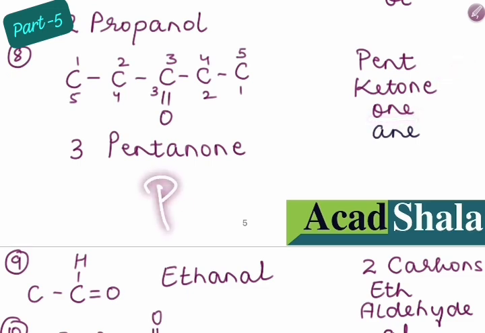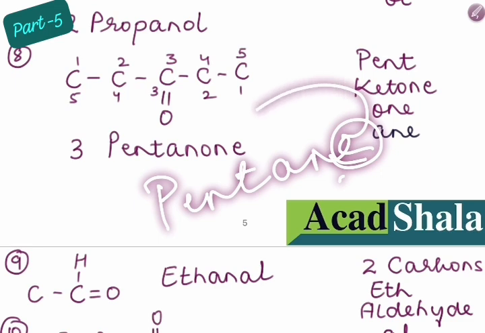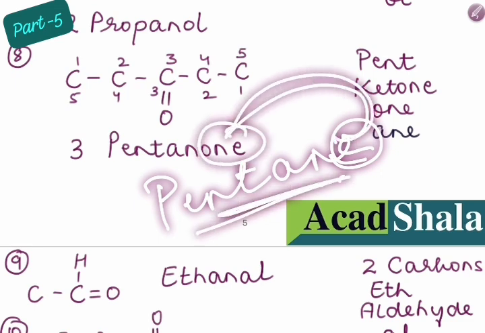So after that, what I will do, I will first write pentane. I will remove the E, and then I will put -one. So the word has changed from pentane to pentanone.